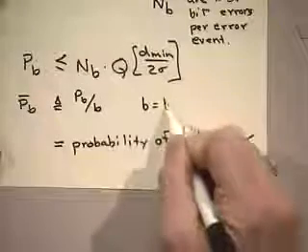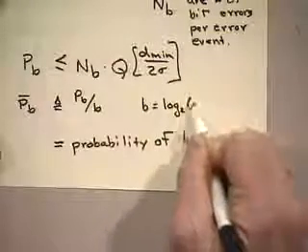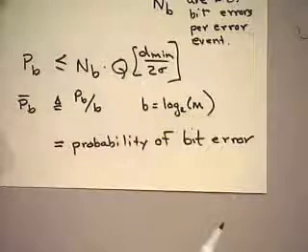And yes, sir. Little b is the number of bits. Sorry, I should remind everyone here, this is log base 2 of M, the number of points in the constellation.